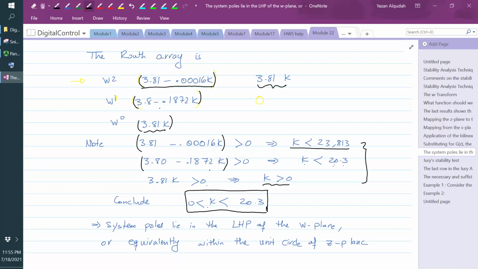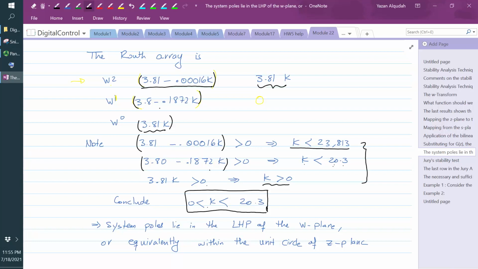Okay. So what this tells me, again, is that the system poles for this value of k are going to lie in the left half plane of the w plane, which is equivalent to saying that all the poles are within the unit circle of the z plane.